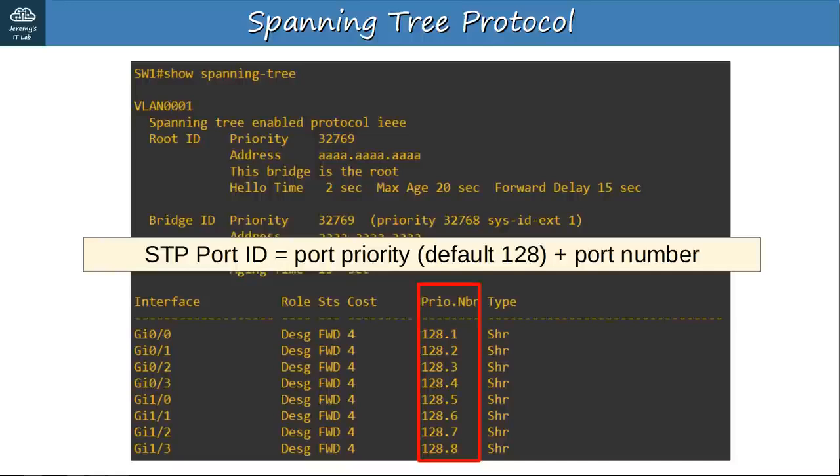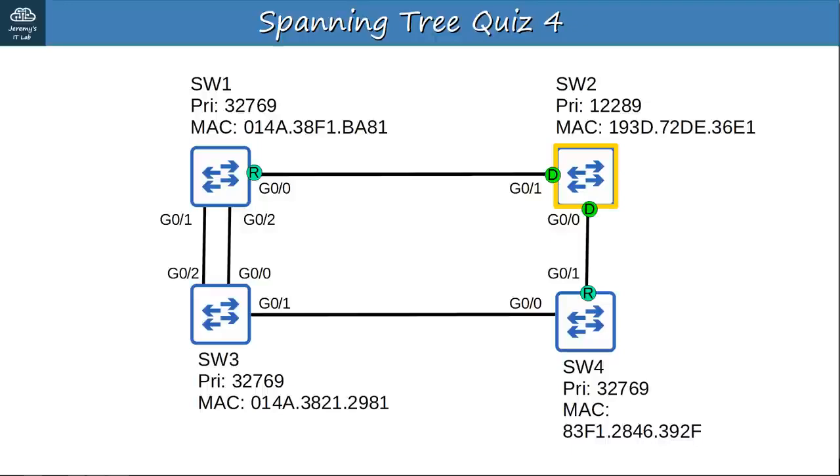Similar to the bridge ID, where the MAC address is used as a tiebreaker if priorities tie, in this case the port number is used as a tiebreaker if the priorities tie. I won't explain the port ID in more depth than this. Usually you don't need to worry about it or change it, so you can just look at the port number. For example, G00 is lower than G10, or G03 is lower than G12. So one more quiz to practice that.